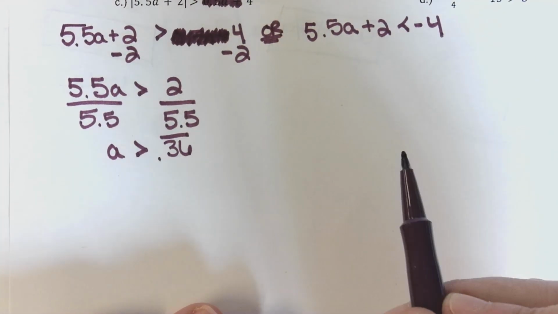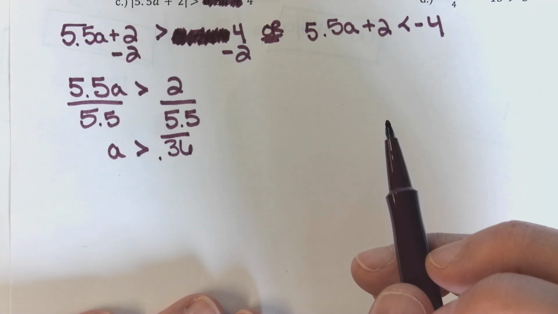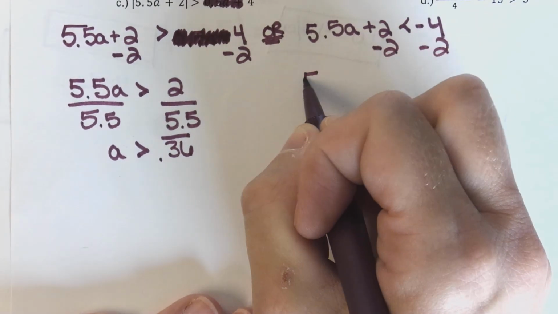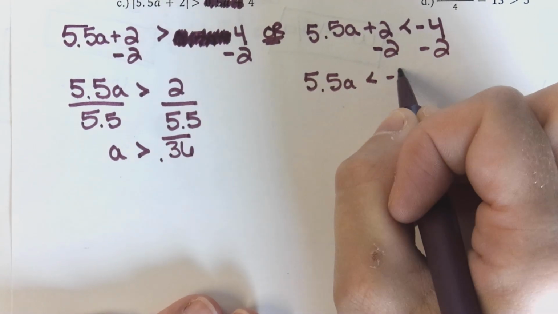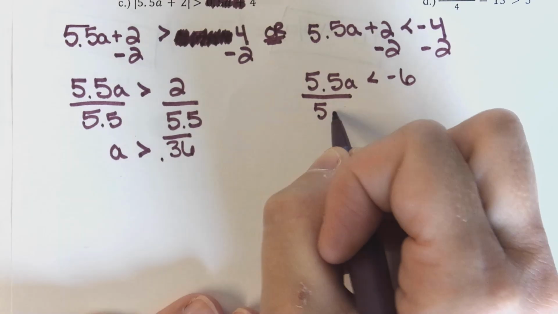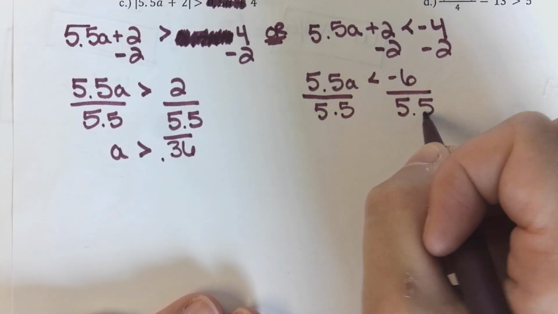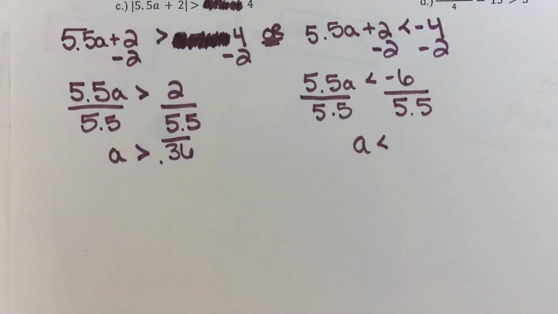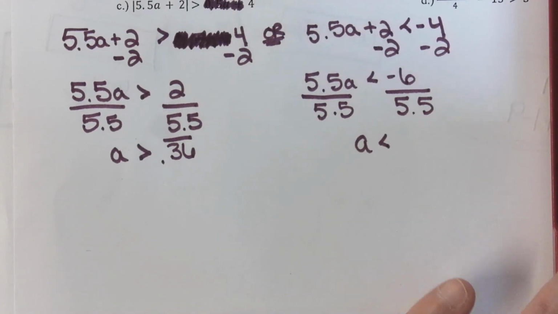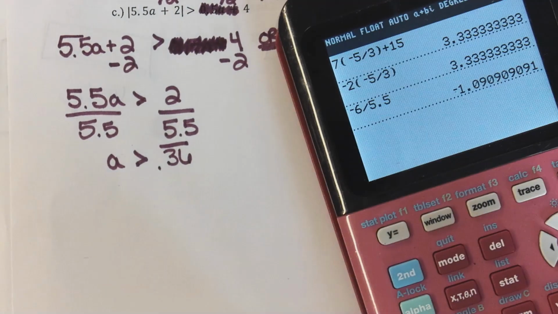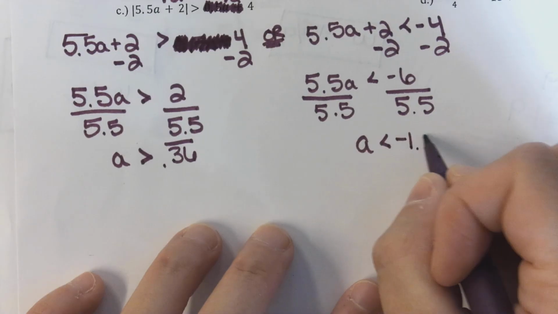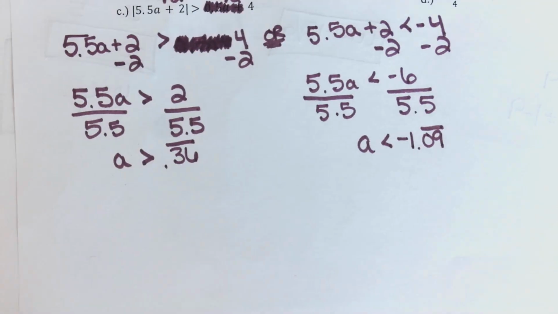If I'm solving this one, what should I do first? Subtract the 2. 5.5a is less than negative 6. Then what? Yeah, divide by 5.5 on both sides. So a is less than, and if I go to my calculator, I've got negative 6 divided by 5.5, which gives me this beauty. Yeah, negative 1.09, and that 9 is going to repeat.